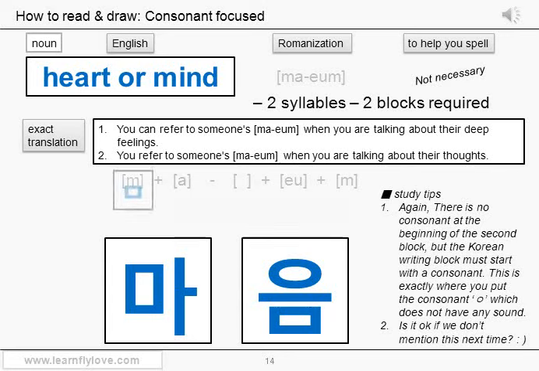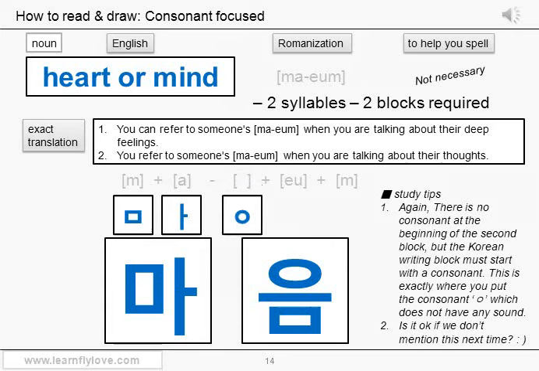The first consonant is m, like m in English. And the vowel is a, so it's m, a, ma, ma. And the initial consonant of the next letter is u, the empty sound consonant. And the vowel is u, u. And the final consonant is m, like m in English. So it's u, u, m, ma, ma.